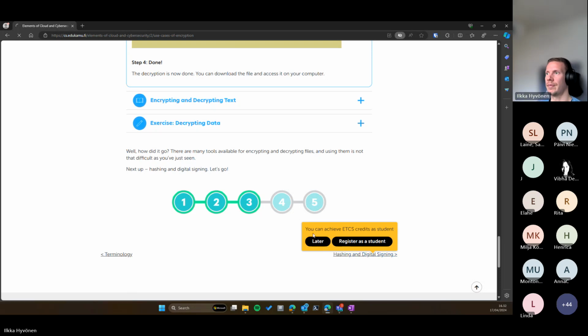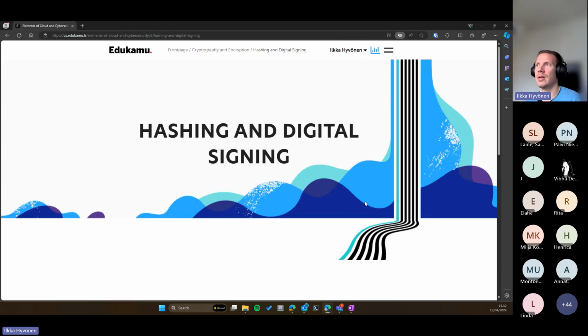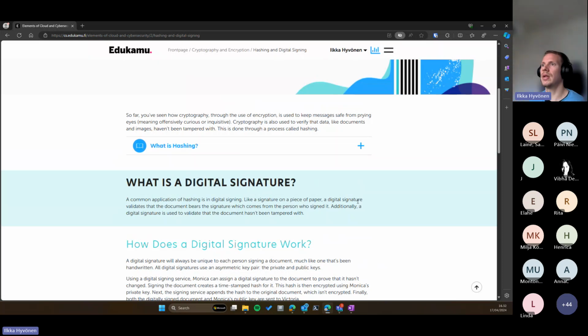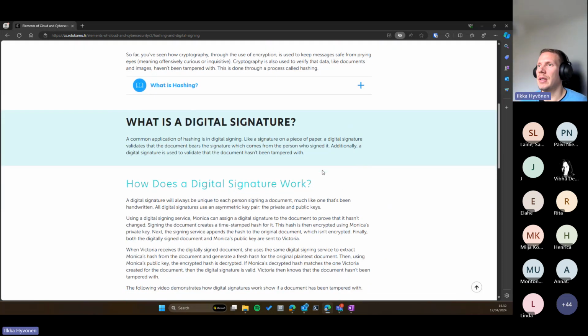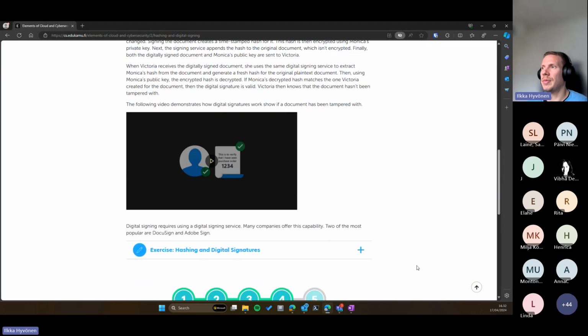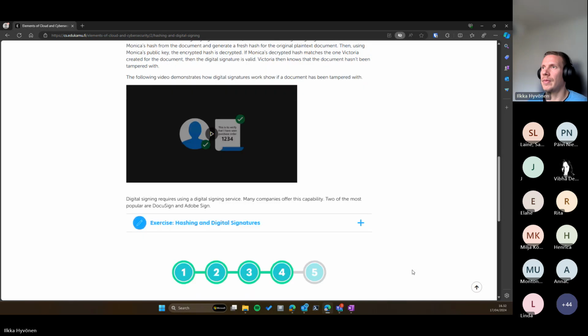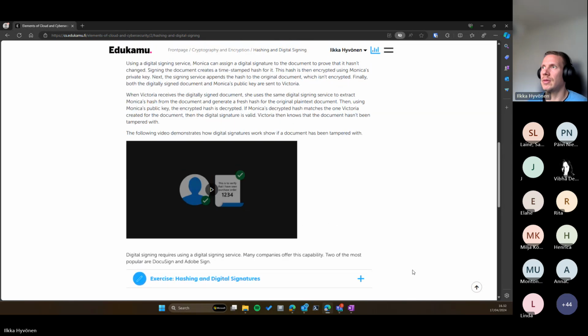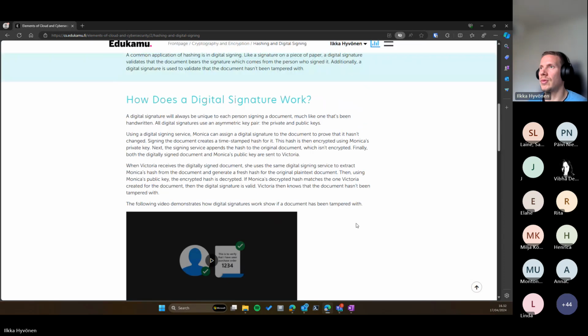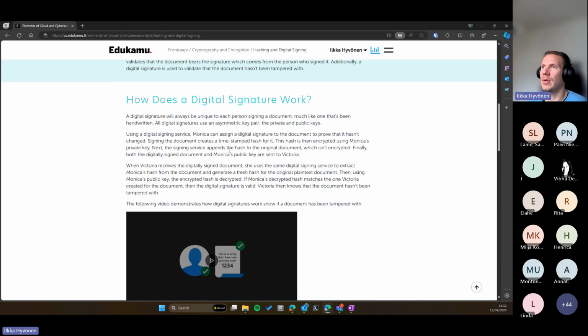And the next concept related to cryptography is hashing and digital signatures. So it's good to understand both of those concepts. Basically there's an explanation of how it works and what the use case is. It can be used, for example, in quite many business use cases where you need to prove that some documents have not been changed in a digital manner.